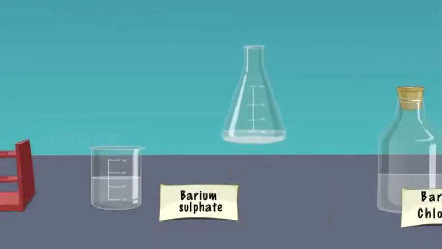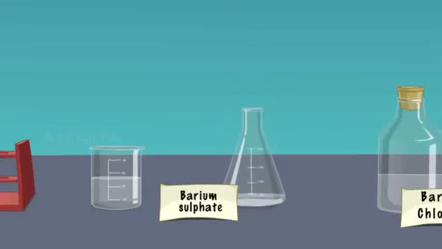Swirl the flask well. The white precipitate is insoluble in dilute HCl. In this chemical reaction, sulfate ions are displaced by chloride ions and chloride ions are displaced by sulfate ions. So the reaction is a double displacement reaction.